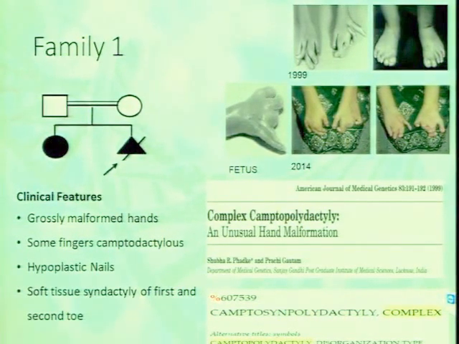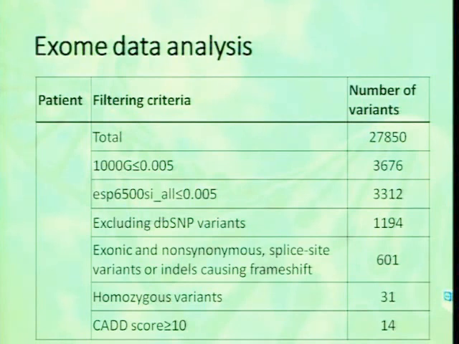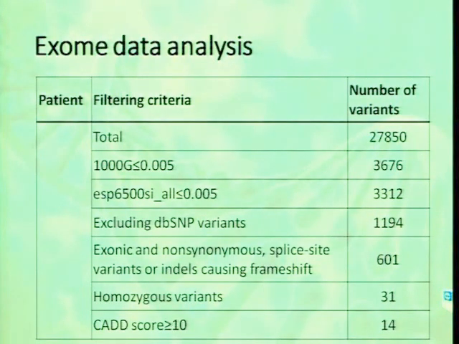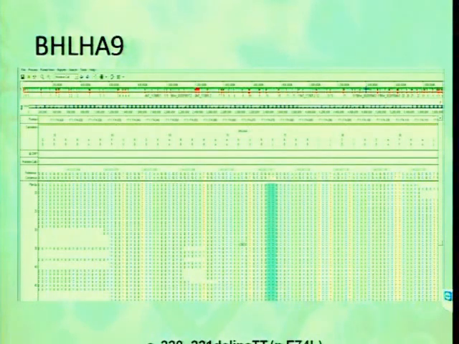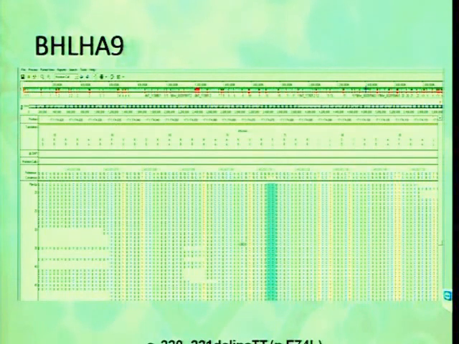So we went ahead and did exome sequencing for this family, and as I told you, this is the type of analysis that we do. We get about 27,000 different variants in the patient. It goes through various levels of filtering. We filter out the normal variants, we filter out the synonymous variants. After all that filtering, about 14 variants remained, or 14 mutations, but all mutations don't cause disease. Some mutations are polymorphisms, they are the ones which make us different. Of these we found one particular mutation in the gene BHLHA9, an insertion of TT at this position.